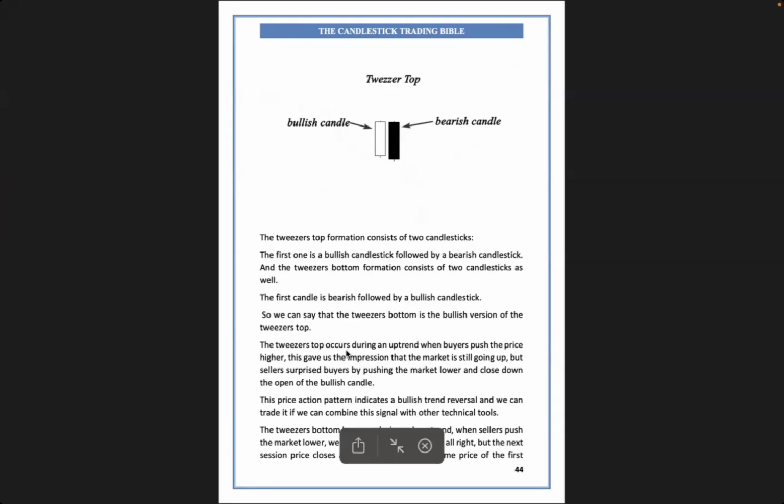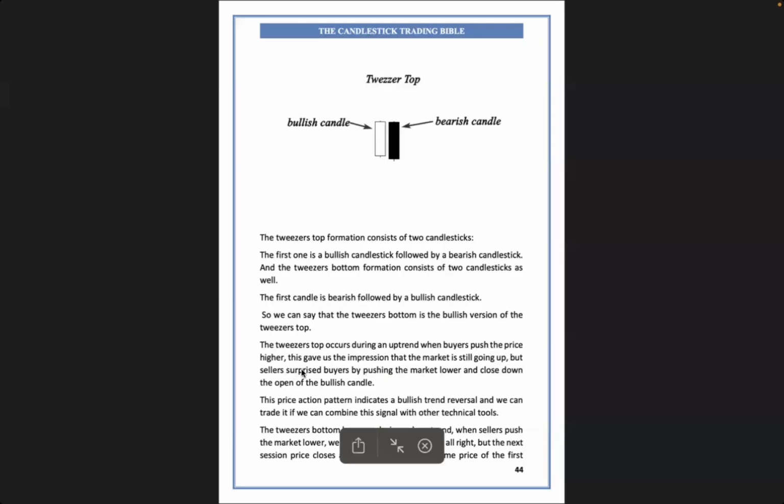Okay, so the tweezer's top occurs during an uptrend when buyers push the price higher. This gives us the impression that the market is still going up. So obviously, when you see a bullish candle, you think that the market is still going up. But sellers surprise buyers by pushing the markets lower. So usually what happens is like an ambush. The sellers ambush the buyers and surprise them before you see massive selling.